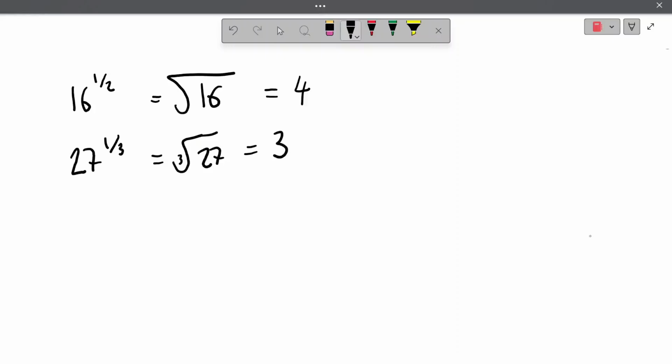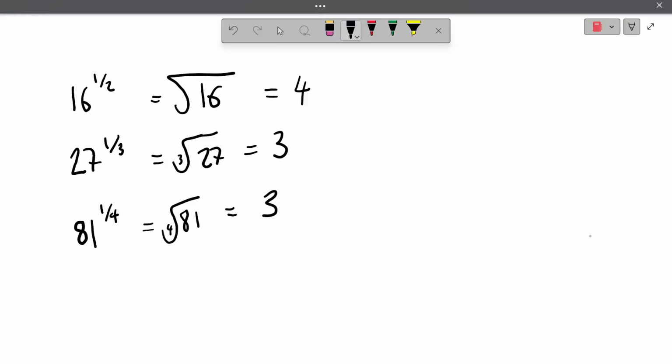Or even something like, let's go for 81 to the power of a quarter. Well, that's the fourth root of 81, which is also 3. And I'm kind of ignoring things like plus and minuses, which might turn up on these things as well. I'm just dealing with the numbers.